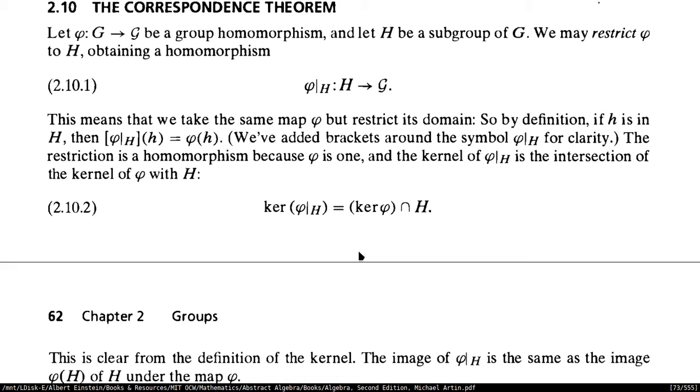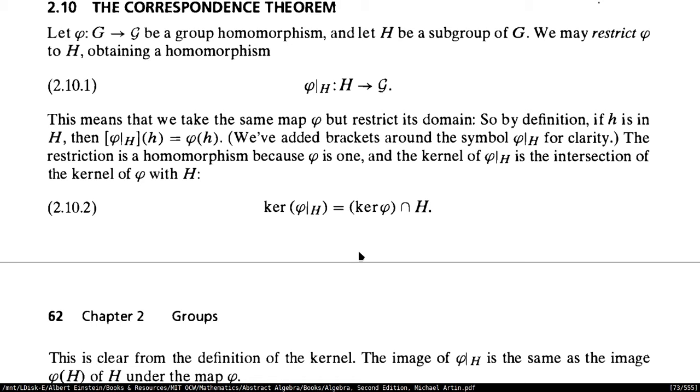Okay, that's interesting. Let's see. The example you're talking about, that is 2.10.6, right? Yeah, that was the one. Okay. So let's see. We have the correspondence theorem, and okay, so we're going to finish Artin today.